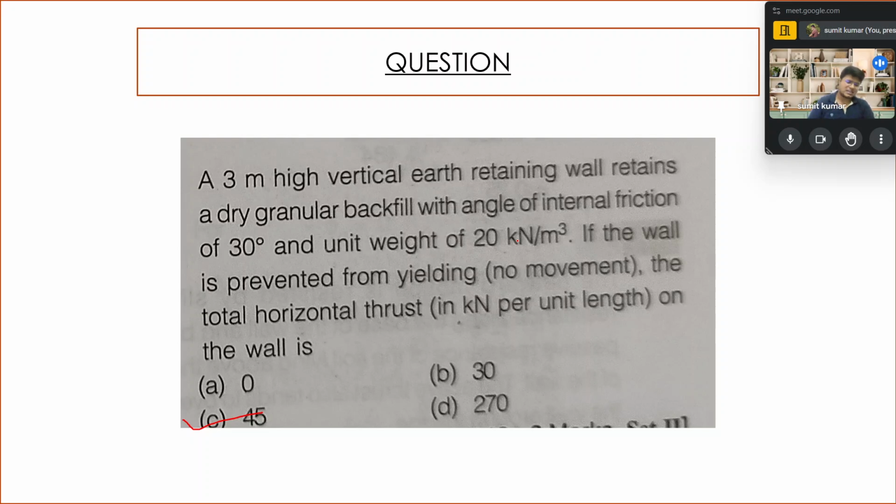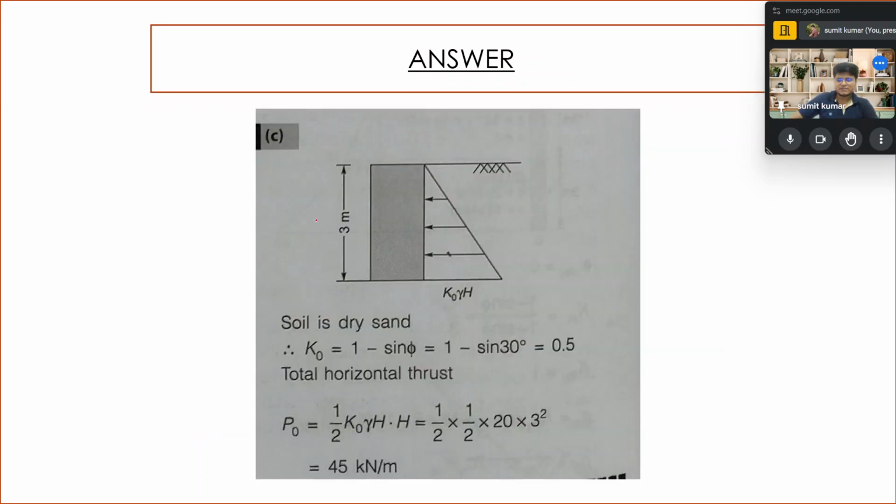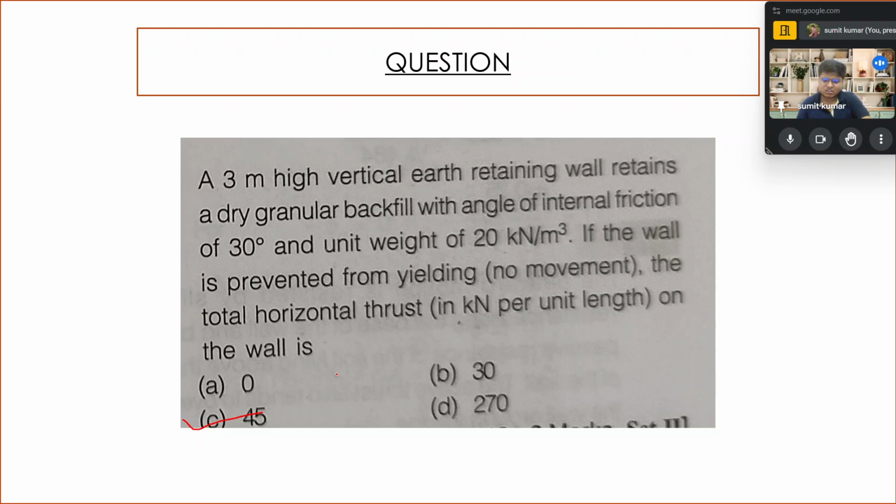So you see, I saw from the solution only. I will not write. You see over here what we have. Okay, sorry, I think I got confused now. If the wall is prevented from yielding, no movement. Okay, sorry. The question is about the earth pressure at rest. That's the important thing about this question, because we have solved the active earth pressure question, passive earth pressure question. Over here, the value of phi is mentioned.